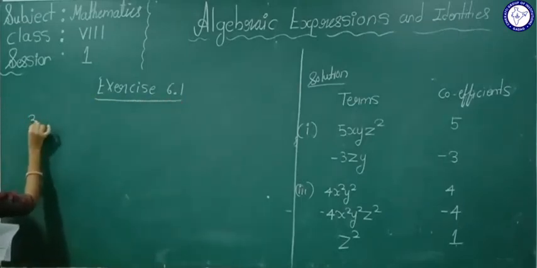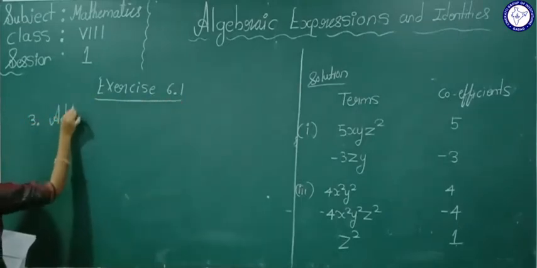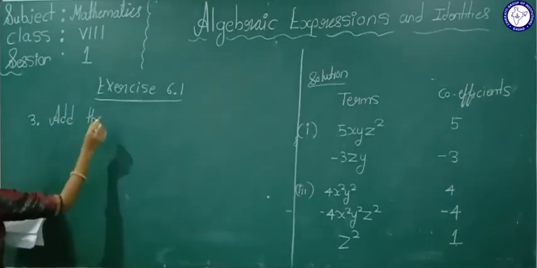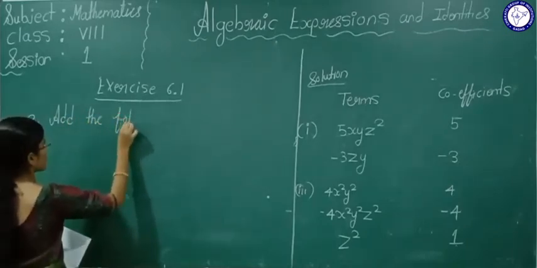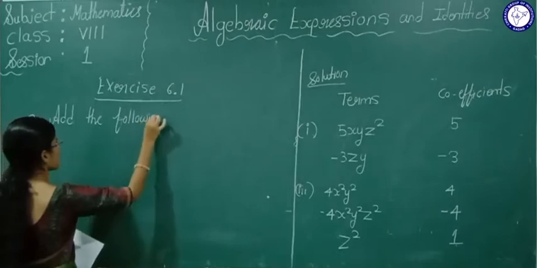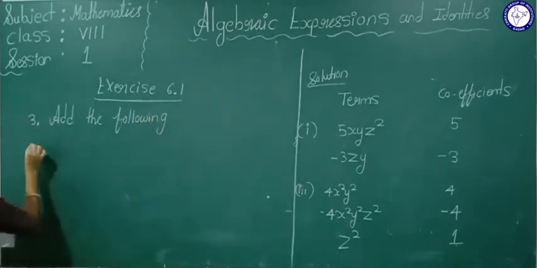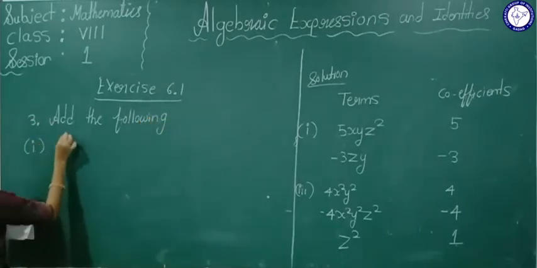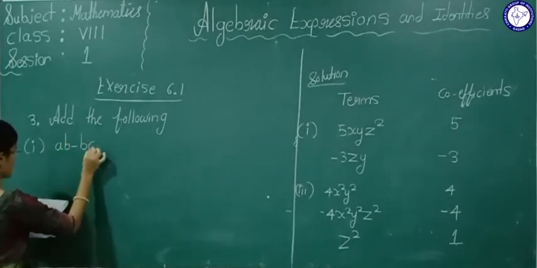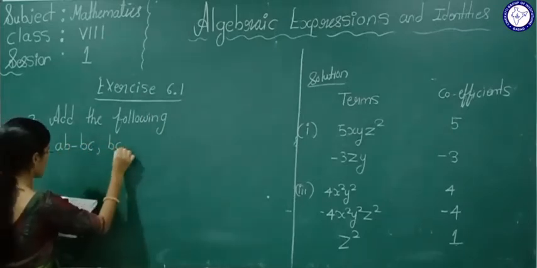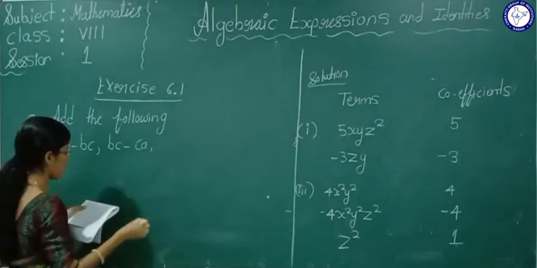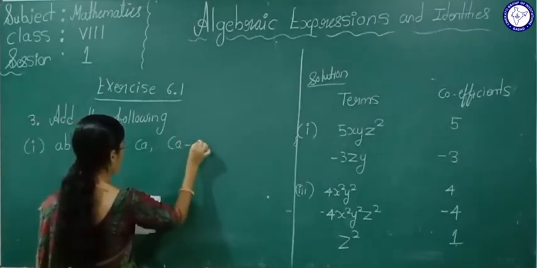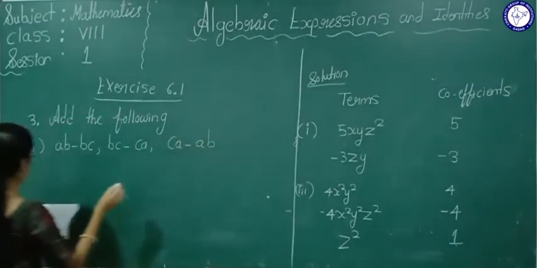So third one you see, add the following. First one, AB minus BC, BC minus CA, CA minus AB.